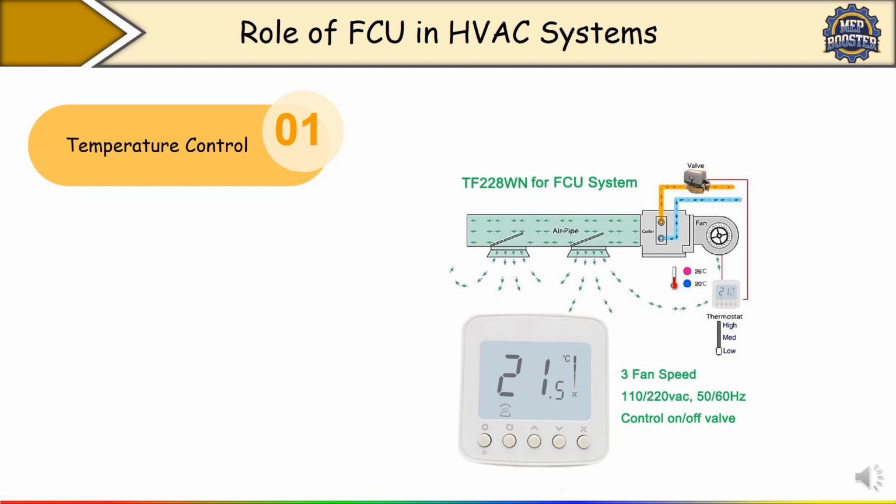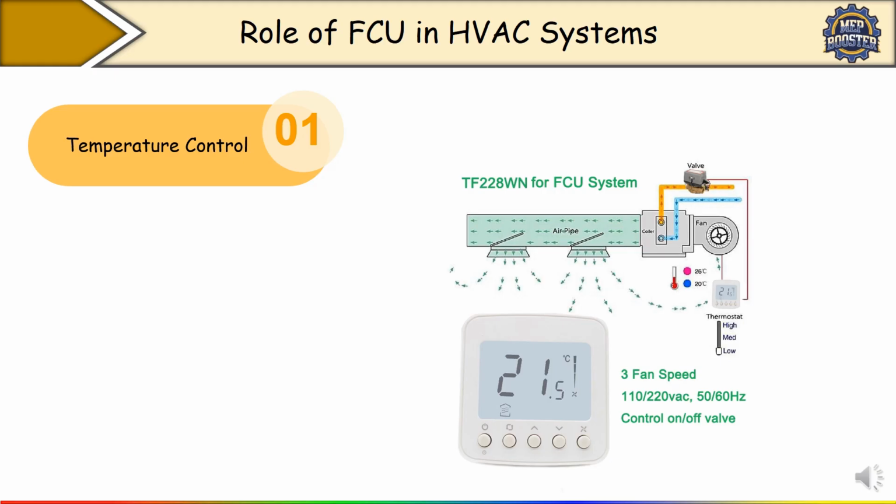FCUs are designed to either heat or cool the air in a space, based on the demand, by pushing air over a heating or cooling coil. So how will this work? FCUs have both heating and cooling coils connected to a central chilled water or hot water system. When the thermostat detects that the temperature is higher than desired, the chilled water coil cools the air. If heating is needed, hot water circulates through the coil to warm the air.